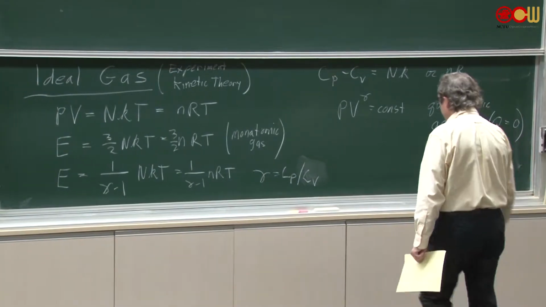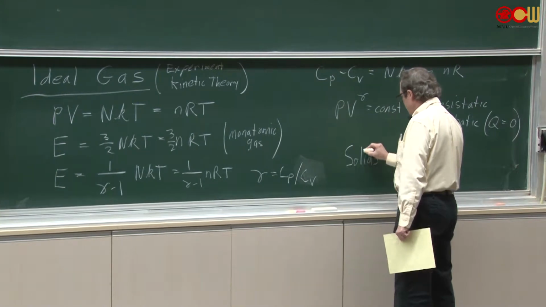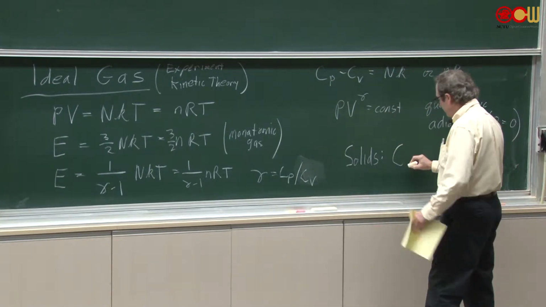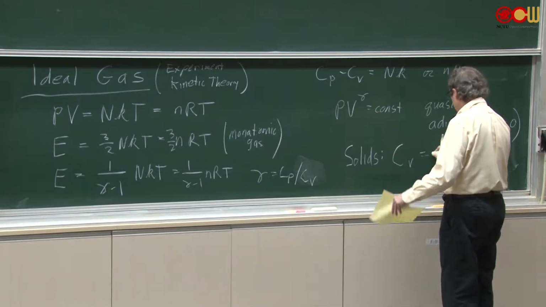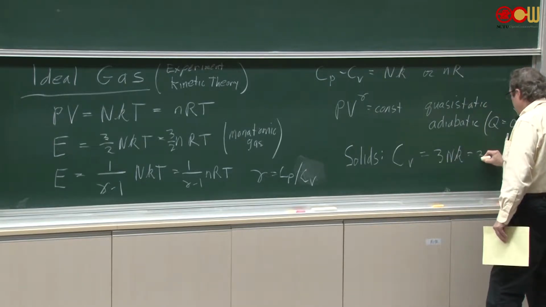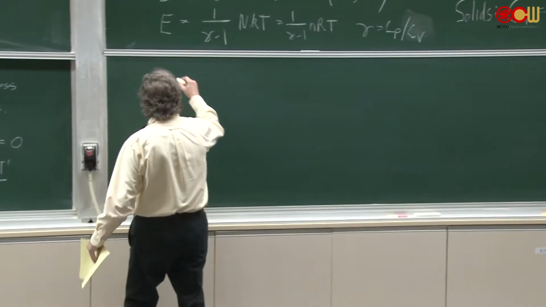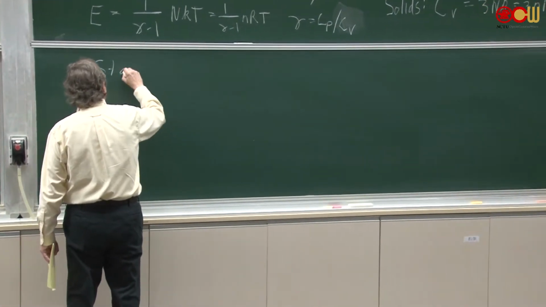And then one last result we have for solids. We know that Cv equals 3 Nk, or 3 nR. All right. We have something called state variables.